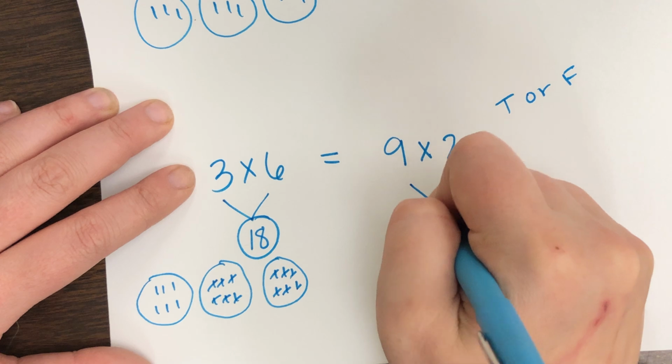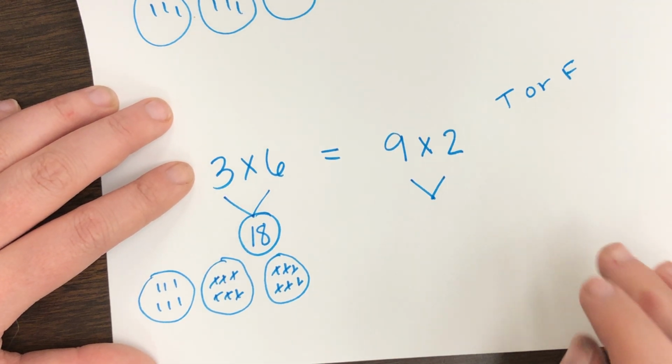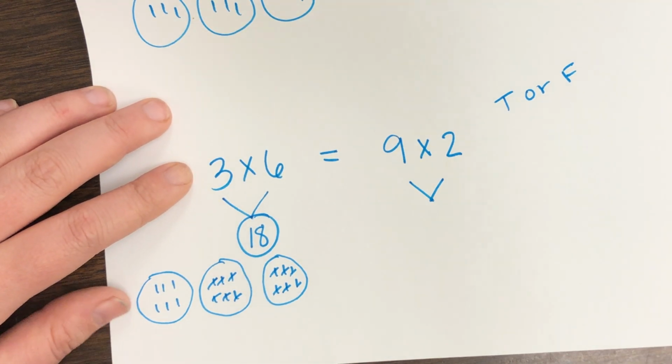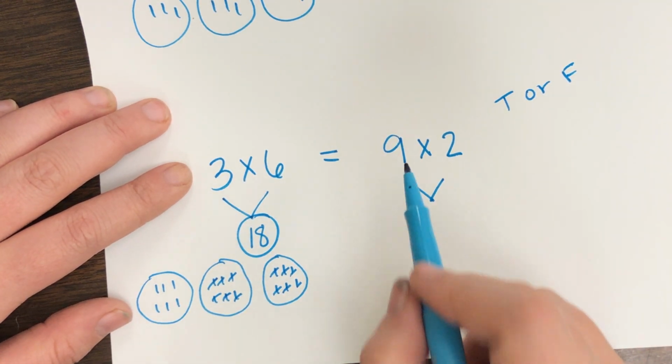Now let's see what 9 times 2 is. Now you can do a couple of different strategies here. You could either do 9 plus 9 as a double.